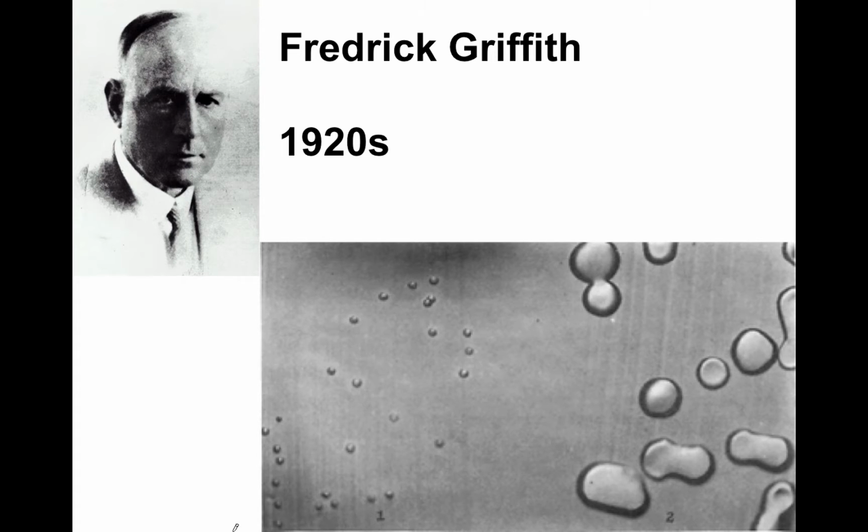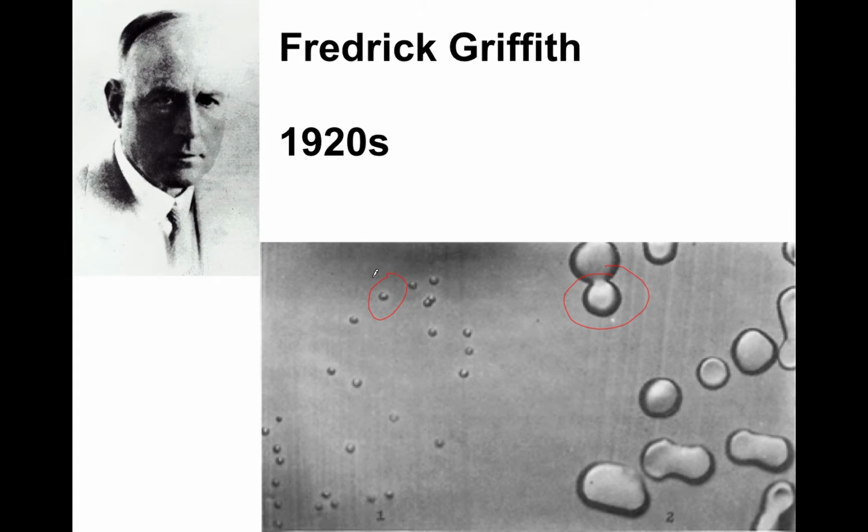Griffith studied a particular type of bacteria called Streptococcus pneumoniae, or pneumococcus. Streptococcus pneumoniae, or pneumococcus, came in two different major varieties. Both of these pictures here indicate the two different strains of pneumococcus: a rough strain and a smooth strain.